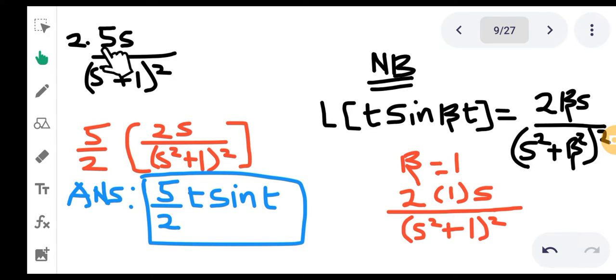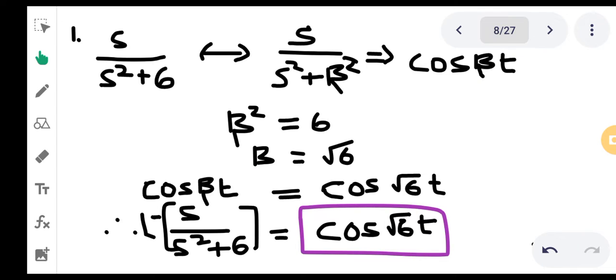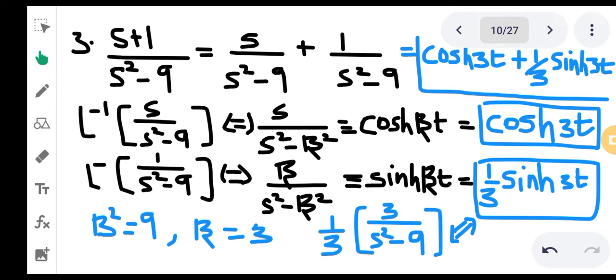But because 5 is here, we choose to multiply it by a fraction, say 5 over 2. So the 2 here cancels the 2, so that we get the same thing as this. So instead of 2s over this, we just write t sine t. Then we multiply by 5 over 2, so we are going to get 5 over 2 t sine t. Okay, so that's why they had 5 over 2 t sine t. So let's see the third question.